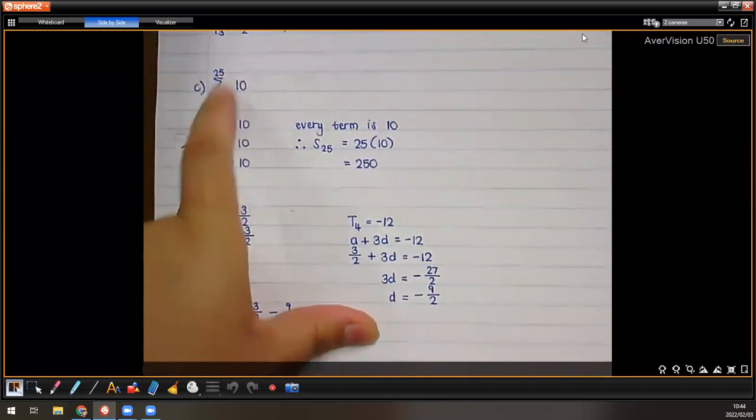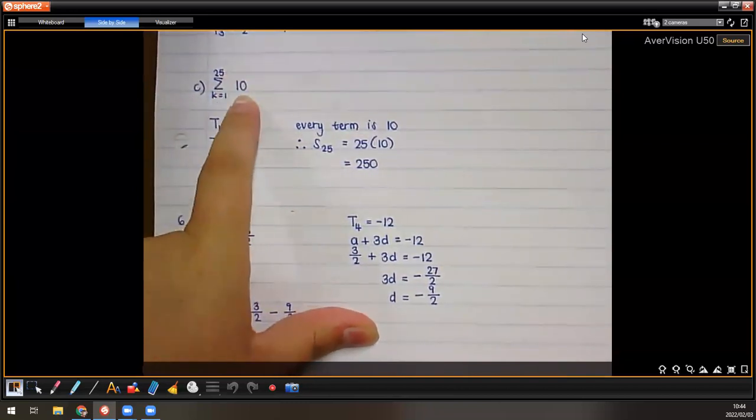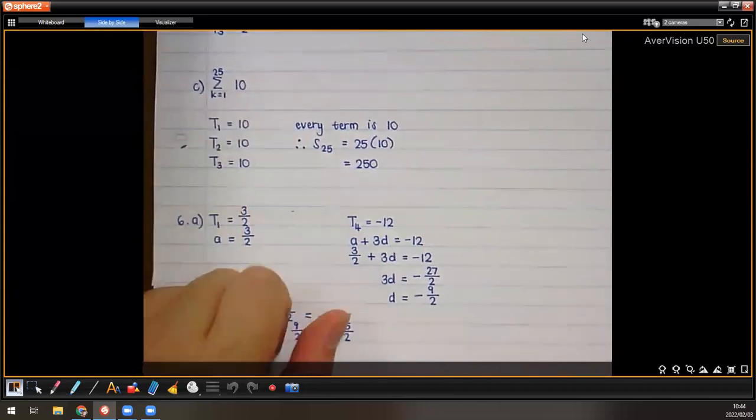Because this is normally the general term. So the general term is just 10. So every single term is just 10.